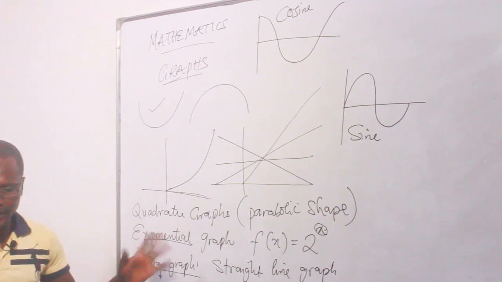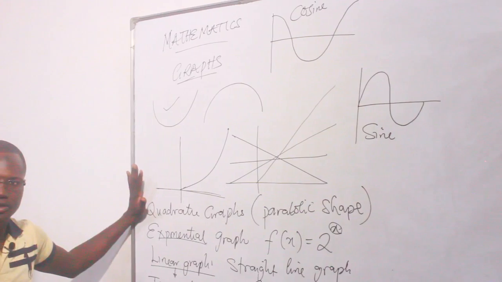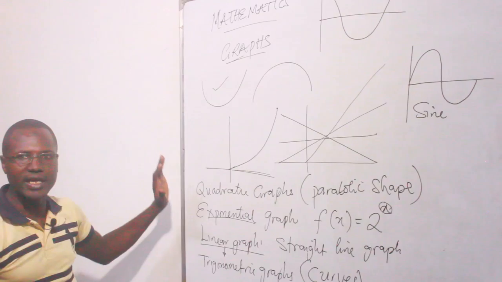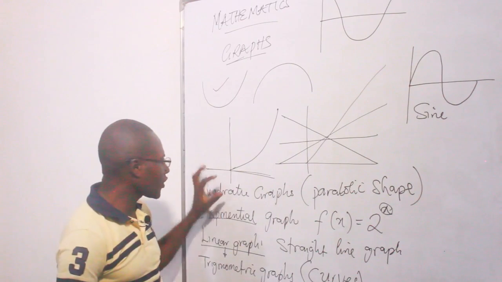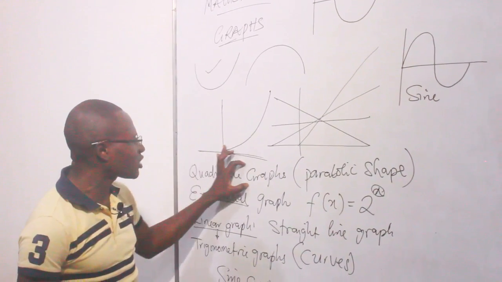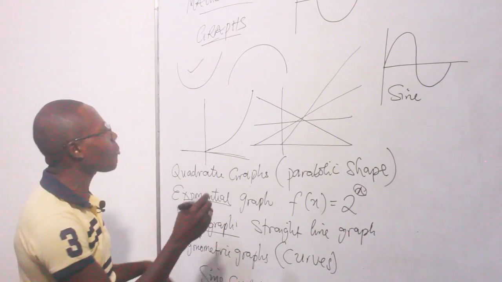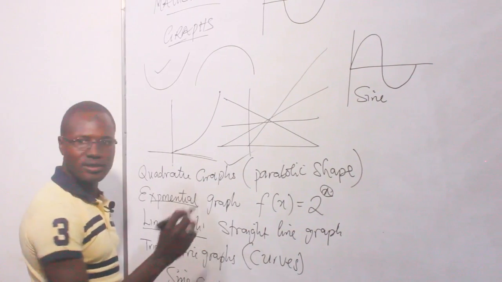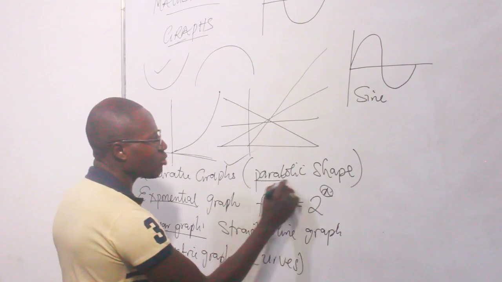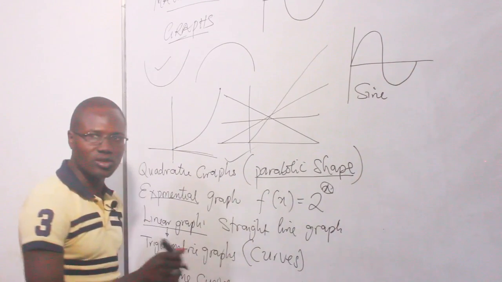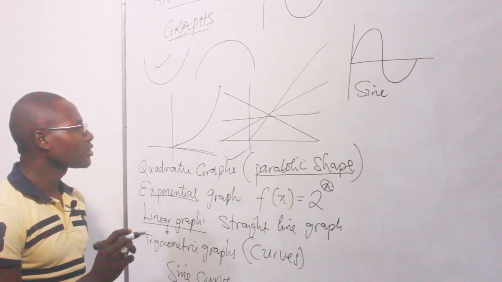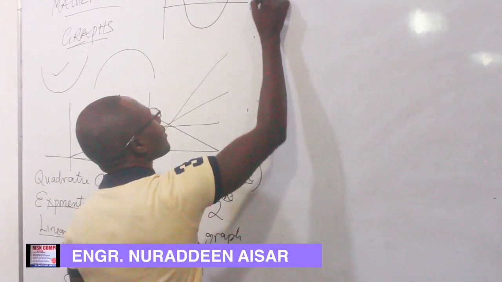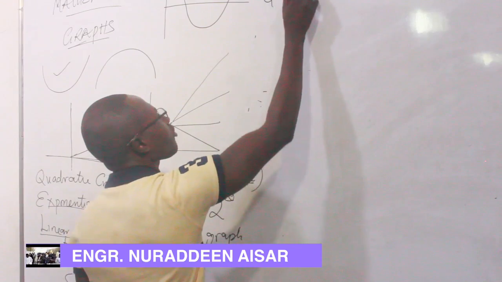So, as mentioned, we have different types of graphs, but we will be taking these types of graphs one by one in each class. First of all, let us look at the quadratic graph. Our topic today will be the quadratic graph. So the student has to bear in mind that the parabolic shape has to be treated today by God's grace. So now let's look at the topic of the day, which is the quadratic graph.